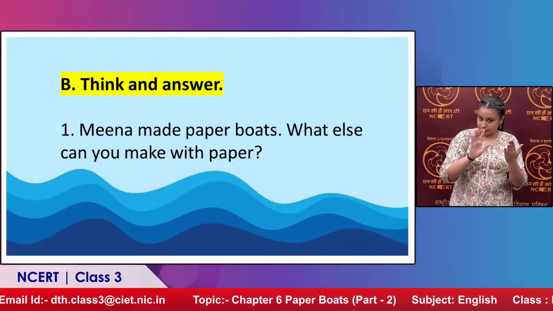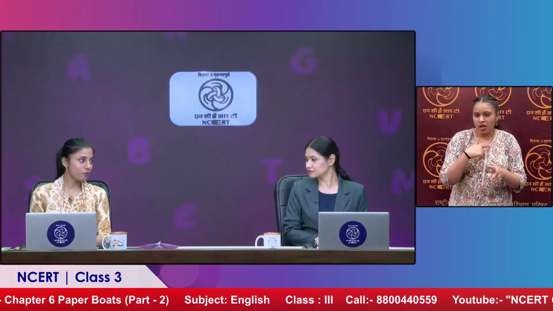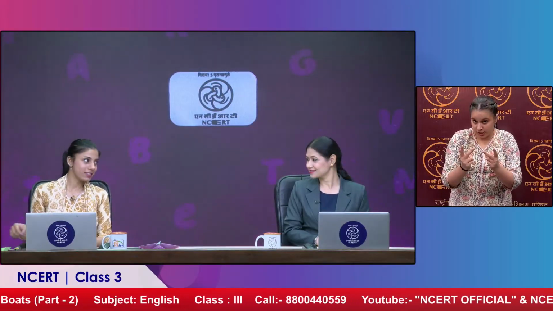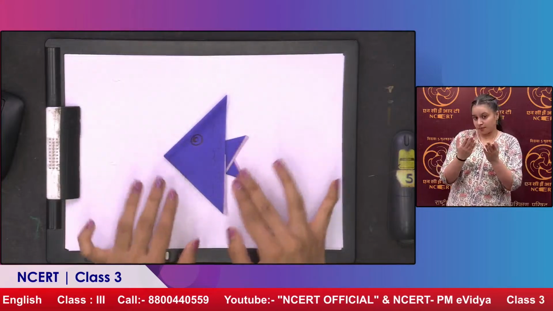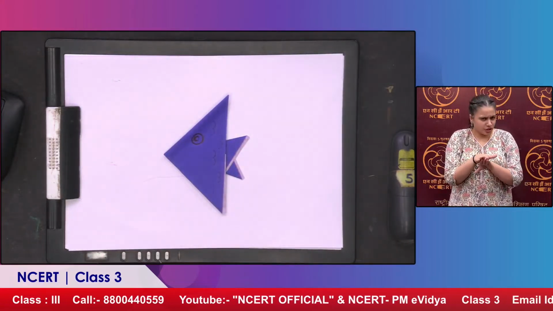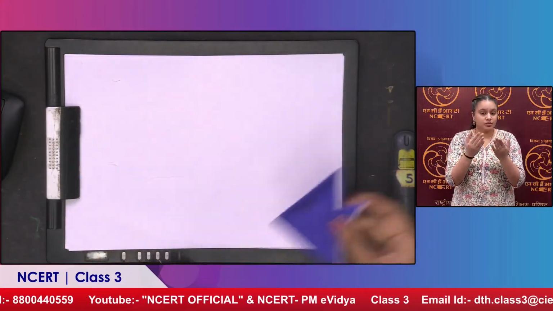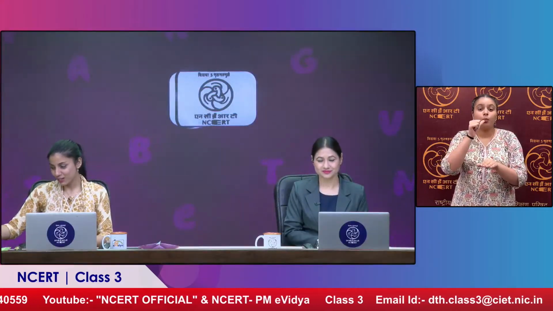Now, ma'am, there are multiple things that we can make with paper. In this chapter, Meena made a paper boat, right? There are several other things that I have prepared with paper. Okay. You have to look at them and guess what they are. Okay, fine. The first one is here. As you can see, it's the fish. Yes, absolutely, it is a fish. And we see fish in water or what? Water? Yes, absolutely, water.